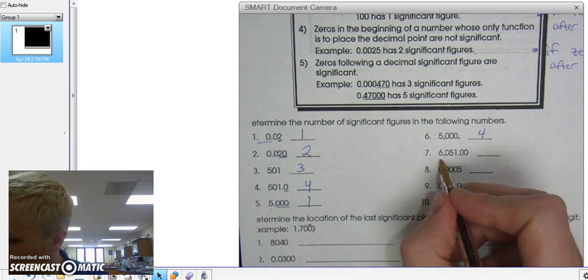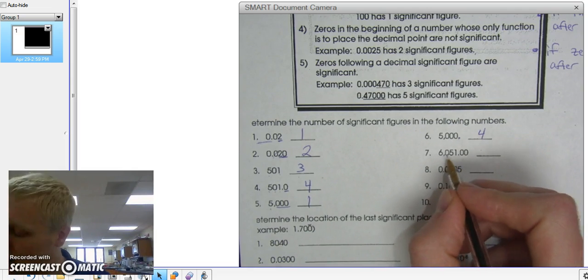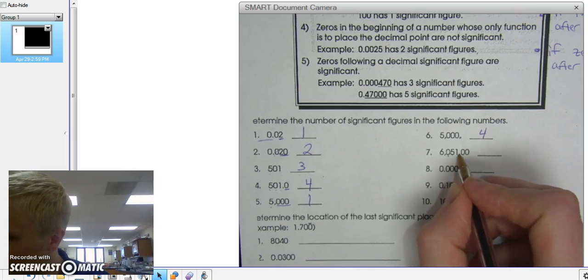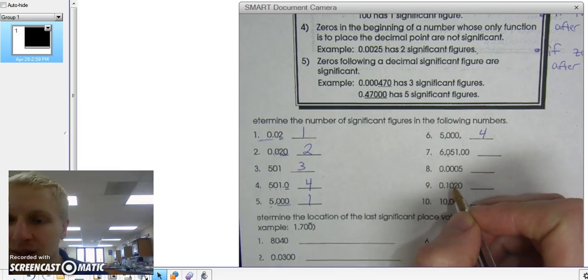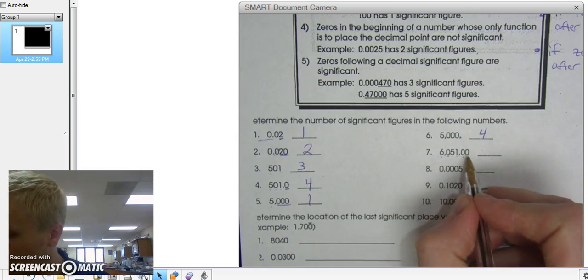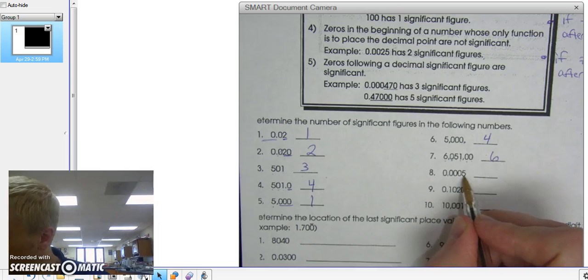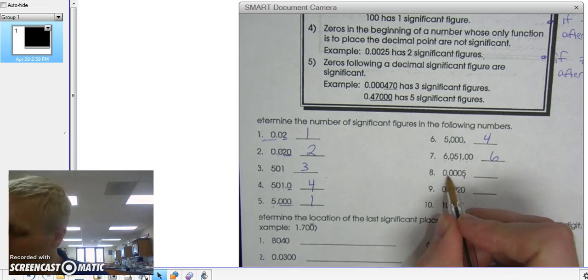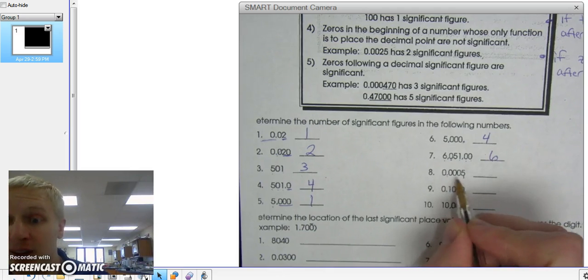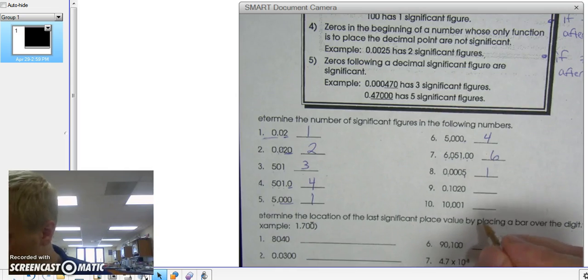Alright, we got 6,051.00. That 0 is significant because of the sandwich rule. These two zeros are after a decimal and after two sig figs, so therefore they also are significant. So that's 1, 2, 3, 4, 5, and 6. 0.0005, this 5 is significant, but then these three zeros are after a decimal, but they're not after any significant number, so they are just placeholders, not significant. That only has one significant figure.